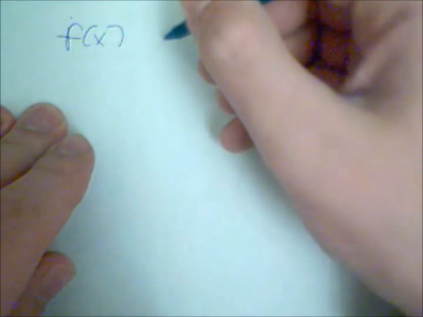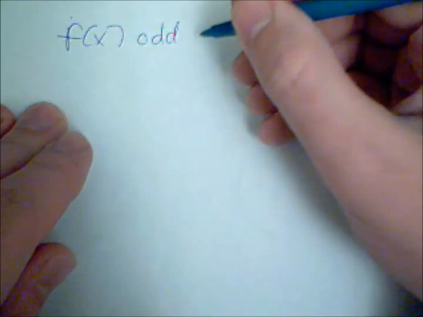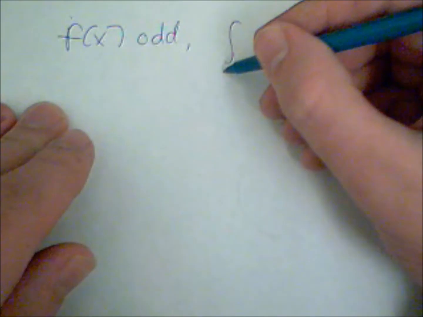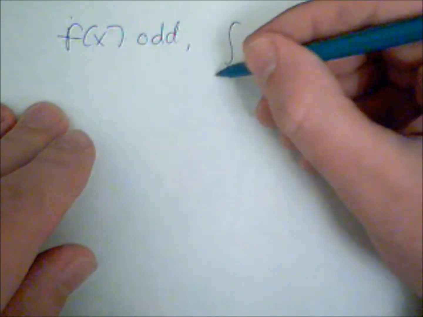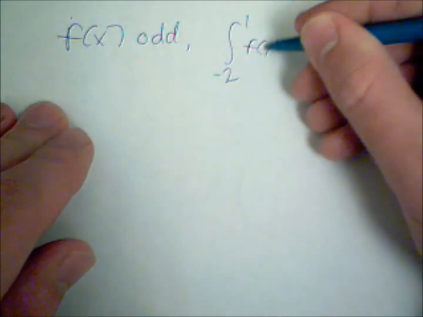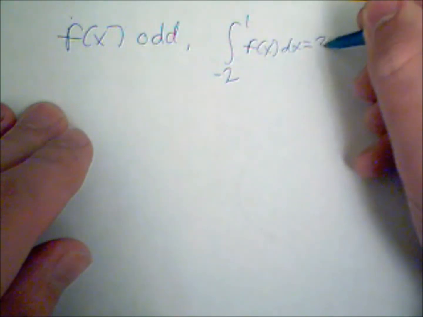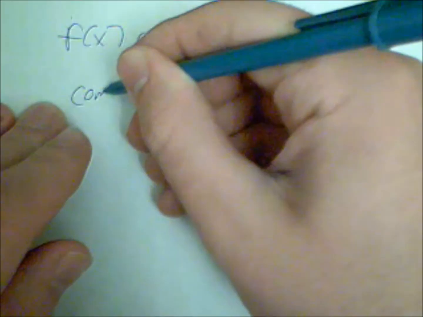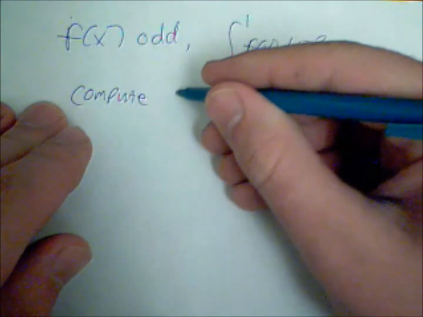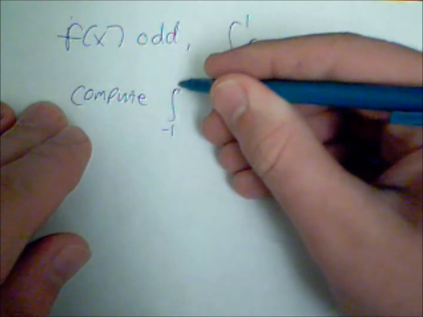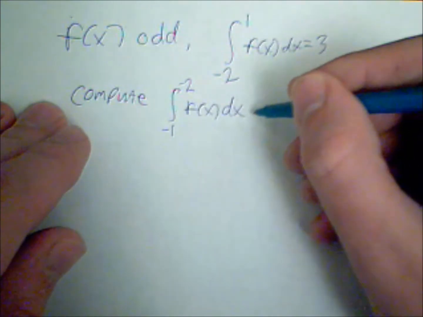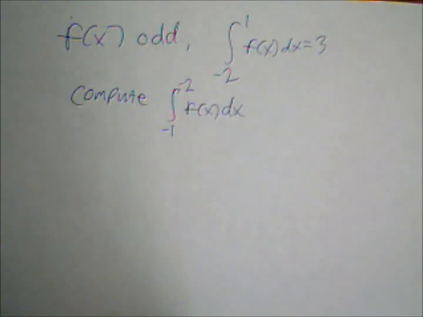So here's what we're given. f of x is odd, and the integral from -2 to 1 equals 3. We want to compute the integral from -1 to -2. Okay.